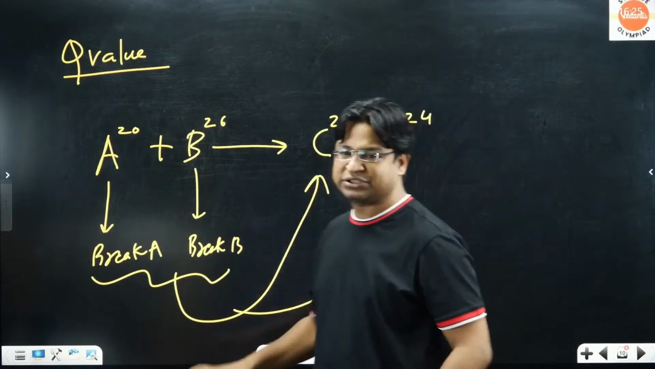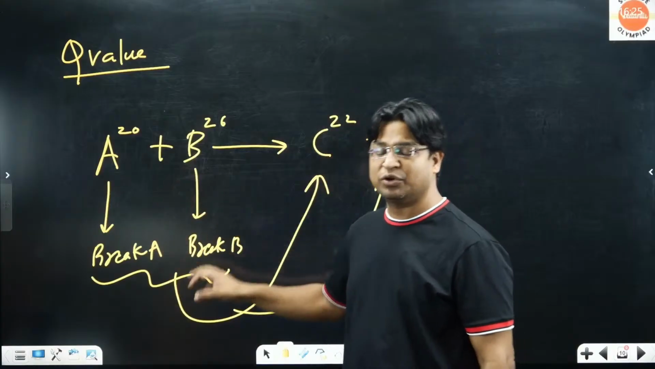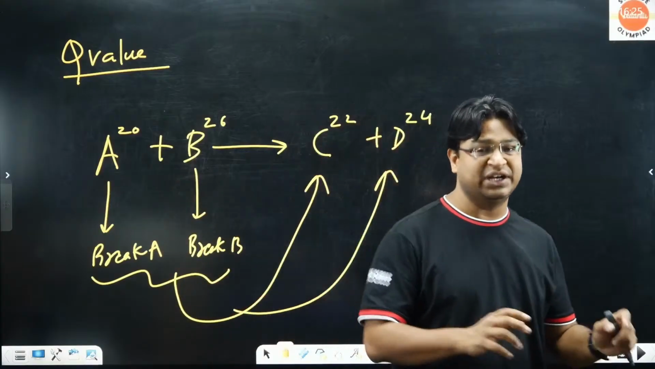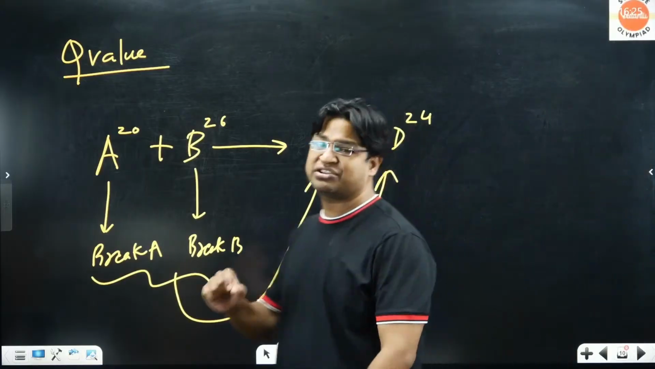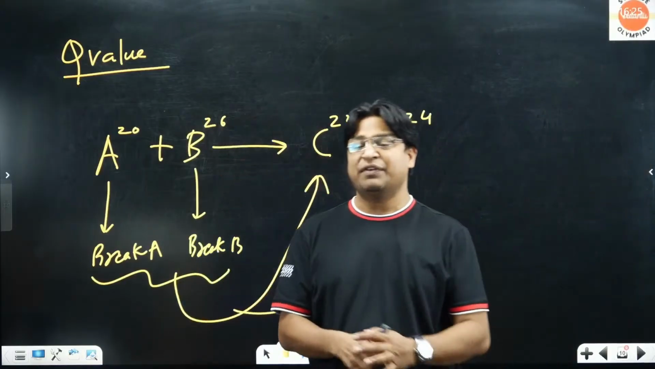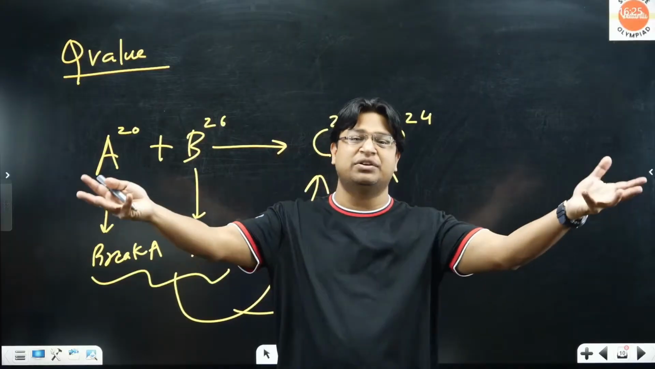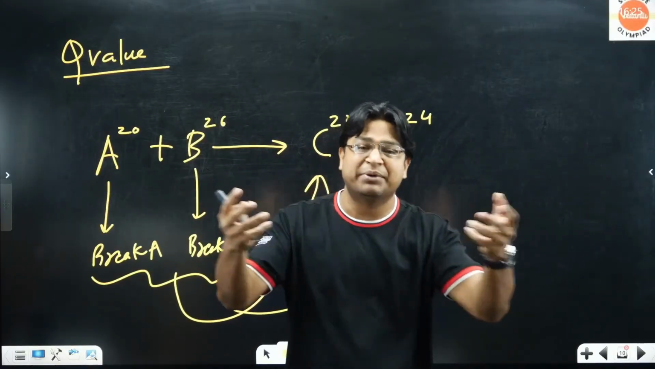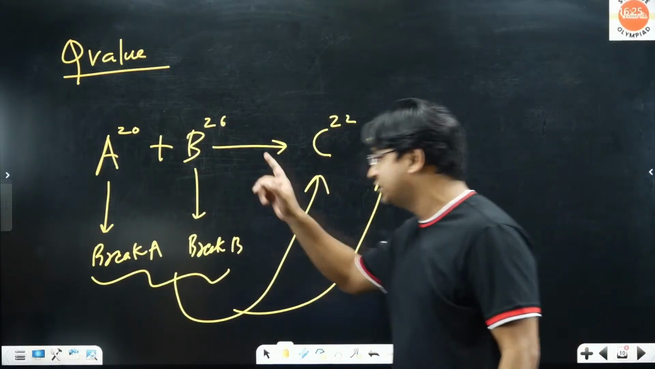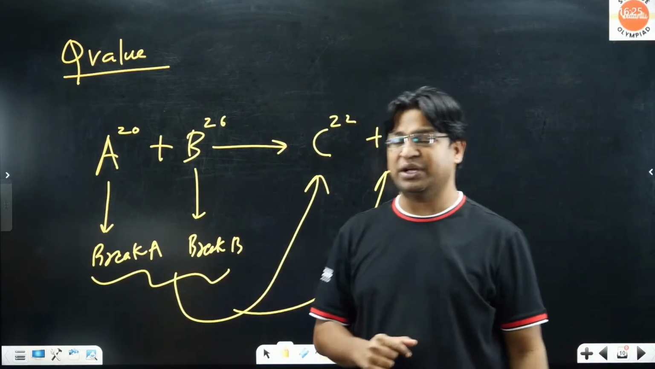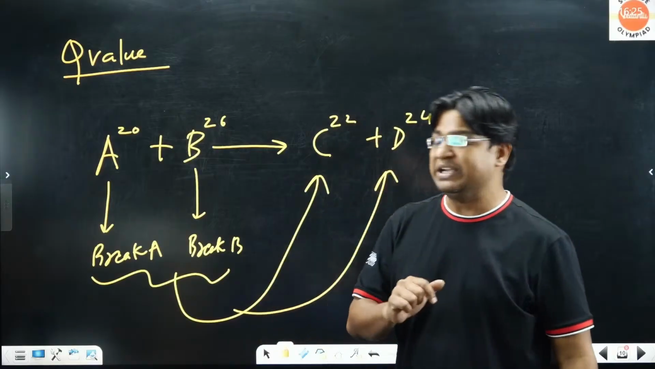Now in this process, what did we do? We broke A, we broke B, and then we created C, we created D. So in each of these steps, some energy transaction has happened. For example, if I'm trying to break A into constituent particles, I had the nucleus of A and I'm breaking it into constituent particles, I would be required to supply energy. I need to give energy to A, and how much energy do I need to give? I need to give it its binding energy.